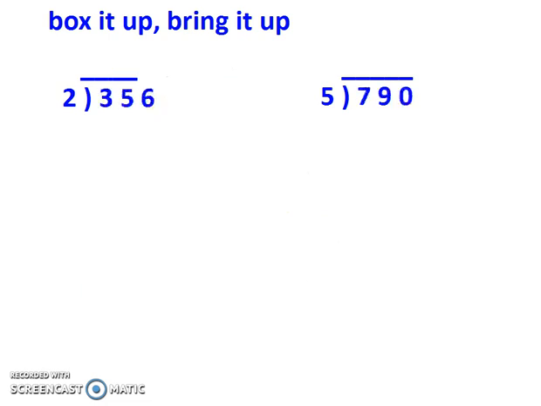See what happens if I make the numbers a little bit bigger? Still going to be the same kind of thing. Except now I'm not going to have just a tens and a ones. I'm also going to have a hundred. So I got 3 in the hundreds, 5 in the tens, 6 in the ones. How many 2s in 3? 2, 4. Oh, that'd just be 1. 1 times 2 is 2. I subtract, I got 1.